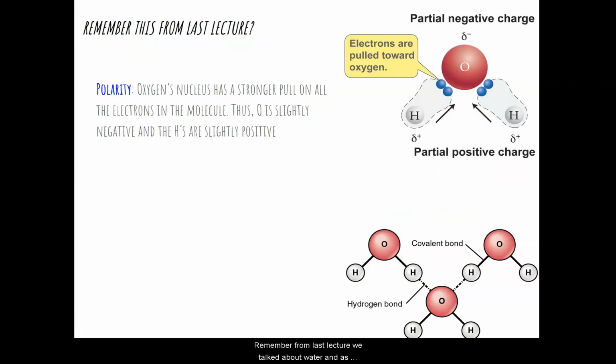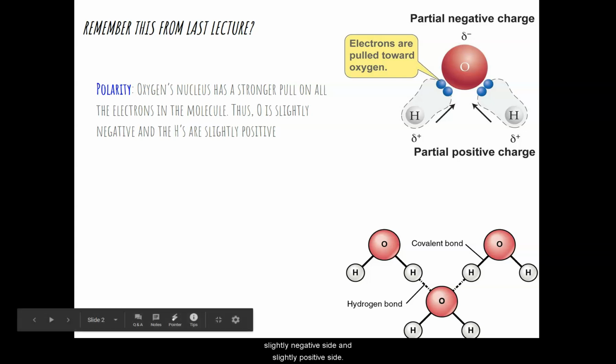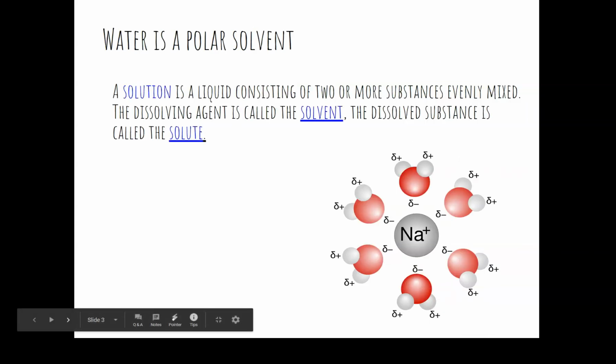Remember from last lecture, we talked about water as being made from oxygen and hydrogen, and that oxygen was an electronegative atom in that it pulled electrons towards itself, and it results in water being a polar molecule, a molecule that's got a slightly negative side and a slightly positive side. Well, this feature of water sets up some of its important properties.